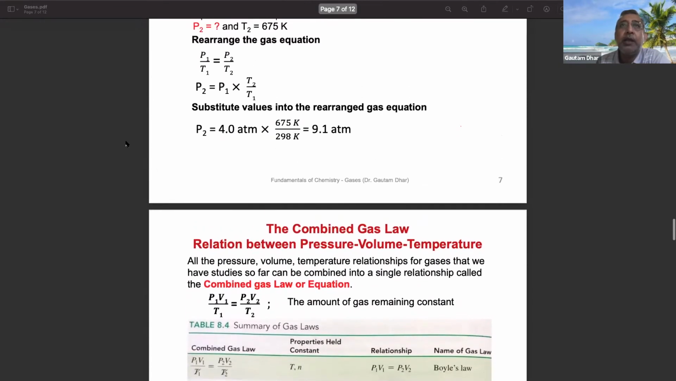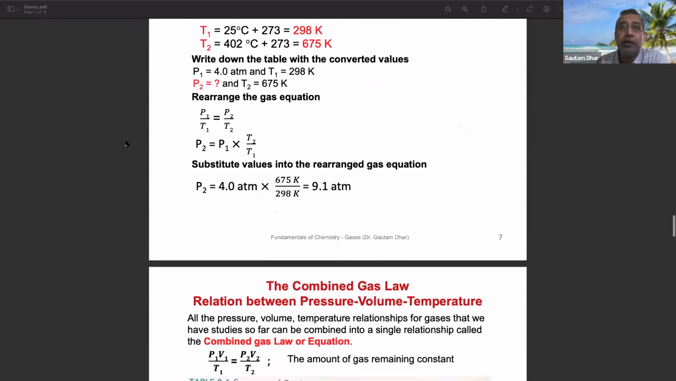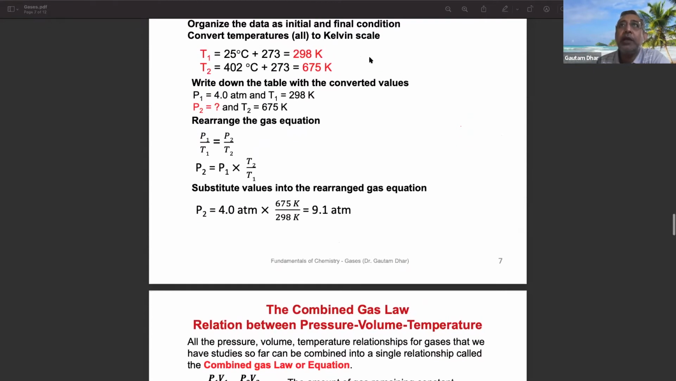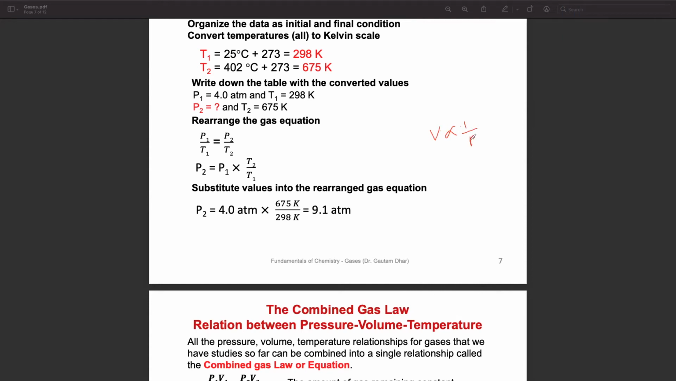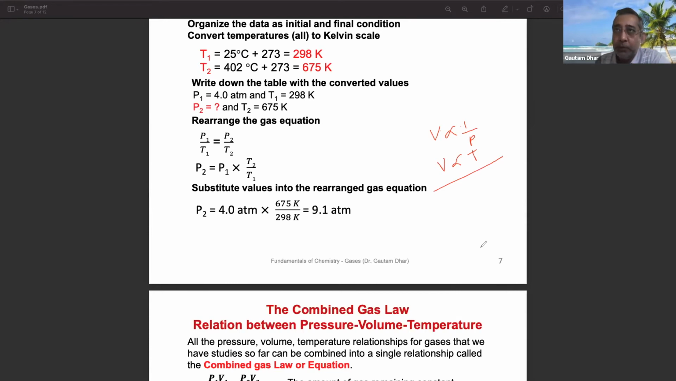Now, if you combine these gas laws, how do you combine them? This is the theory of joint variation. We have volume proportional to 1 by P, and we have volume proportional to T. If you put them together, the volume is proportional to 1 by P multiplied by T. This is called the joint variation.